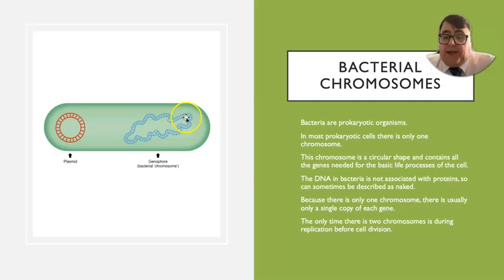The DNA is not associated with proteins, so we often describe the chromosomes as naked. And because there is only one chromosome, there's generally going to only be one copy of each gene. So you know how we talked about last week that humans had 23 pairs, so we have 2 copies of every gene. In prokaryotic cells, because there's only one chromosome, 1 copy of each gene. The only time you'll ever find 2 chromosomes in a bacterial cell or a prokaryotic cell is when cell division is happening and you've gone through DNA replication.